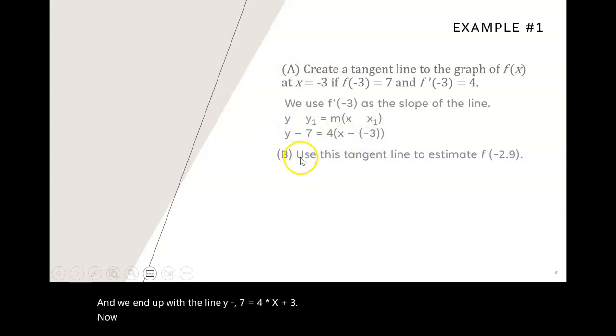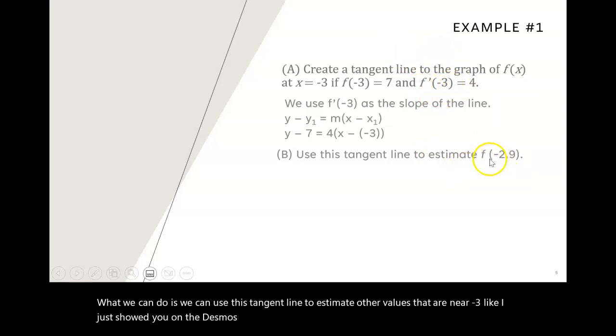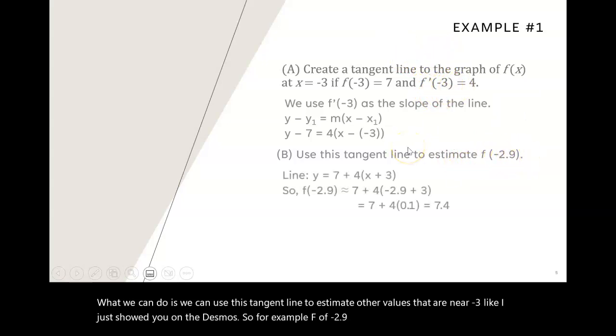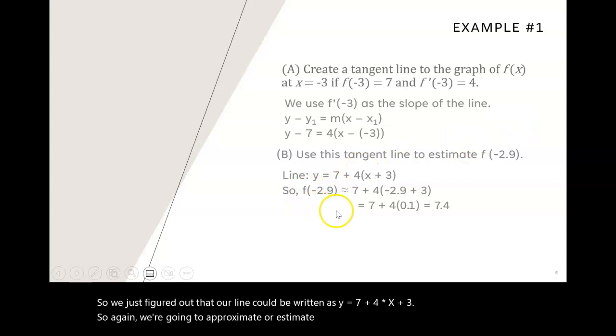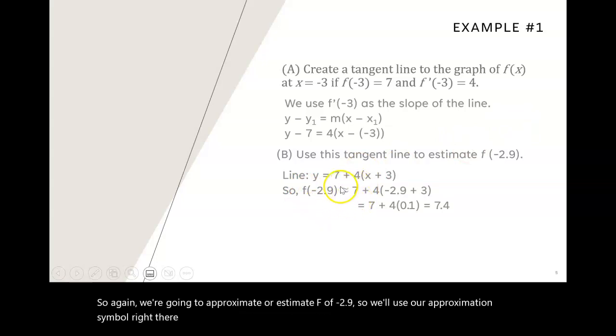Now we can use this tangent line to estimate other values that are near -3, like I just showed you on the Desmos. So for example, f(-2.9). We just figured out that our line can be written as y = 7 + 4(x + 3). So again, we're going to approximate or estimate f(-2.9), so we use our approximation symbol right there. And we say that f(-2.9) is approximately 7 + 4(-2.9 + 3).